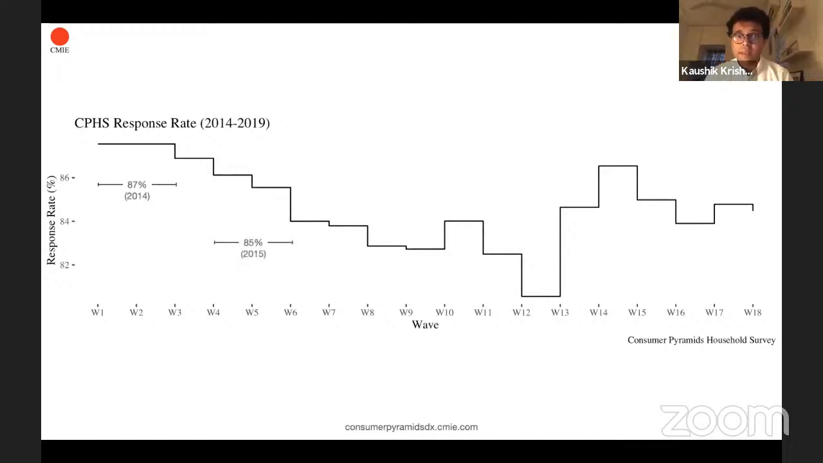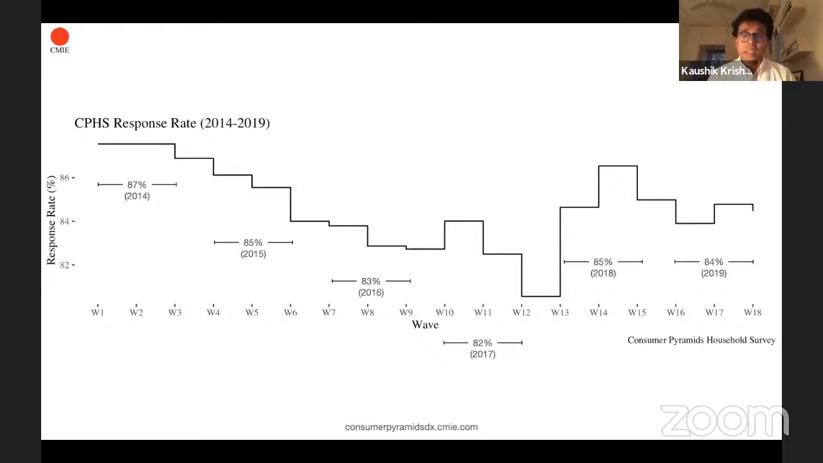In 2015, that average dropped slightly to 85%. In 2016, it dropped further to about 83%. In 2017, it was our lowest at 82%, started to rise again in 2018 to 85%, and it's held steady there in 2019 as well, at about 84, 85%.